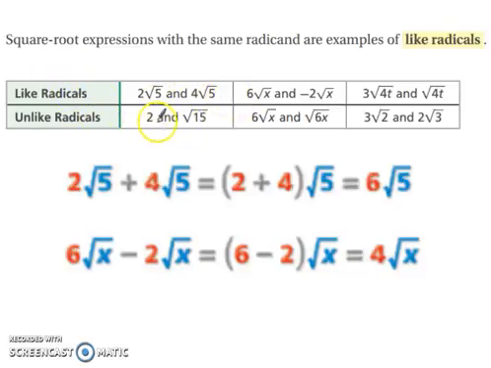Unlike radicals, either one has a square root and the other one doesn't, or they're not the same underneath the square root symbol. So the radicands are different. Like this one's x and that one's 6x. This one's 2 and that one's 3.